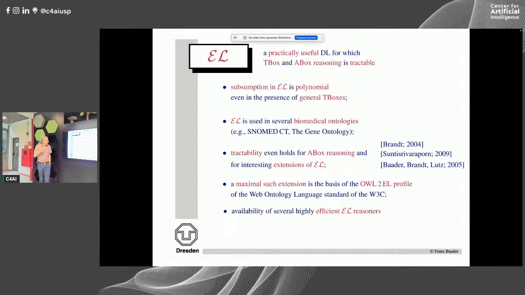And nowadays there are several highly efficient EL reasoners available. So our first one was called CEL, classification in EL. That was considerably faster than the SNOMED reasoner they had before. So the SNOMED reasoner was something we didn't really know about how it worked. We only knew that on the laptop of the main SNOMED developer, it took 40 minutes to classify SNOMED. So compute the whole subsumption.